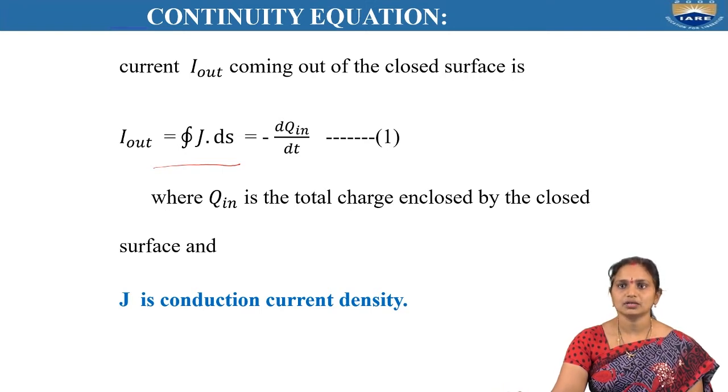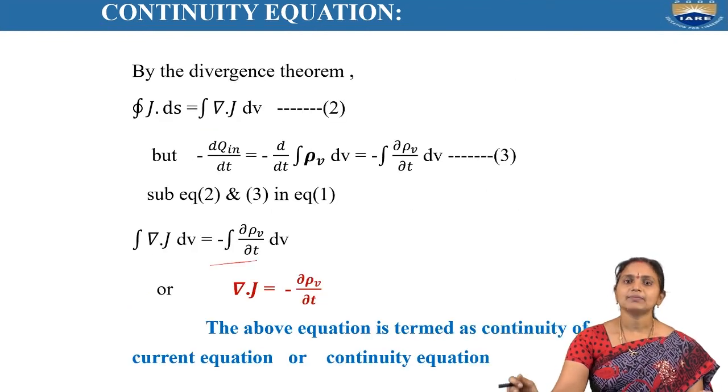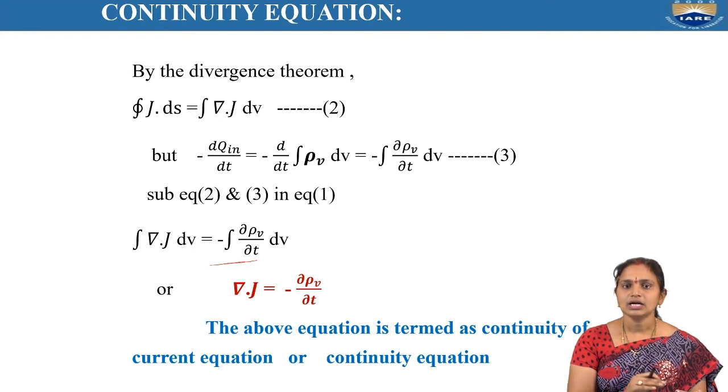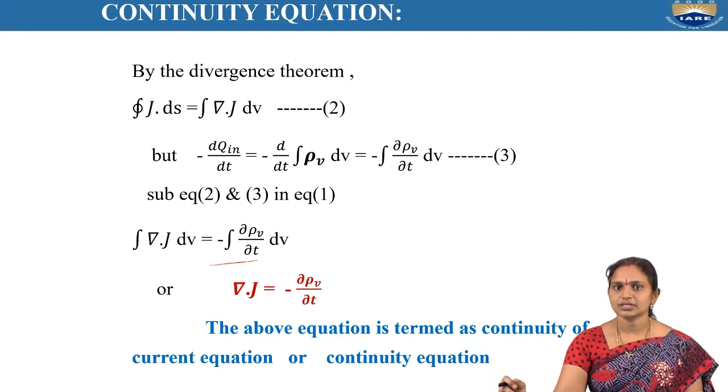And now here we are taking current in terms of current density. Finally, we apply the divergence theorem because we are taking charge within the volume, and current we are calculating for a surface.